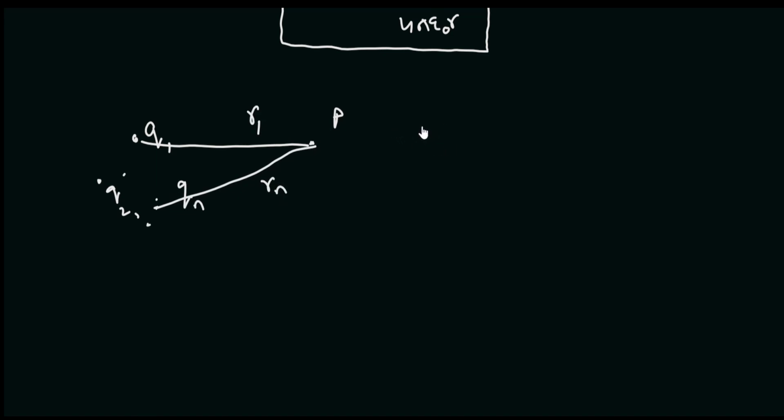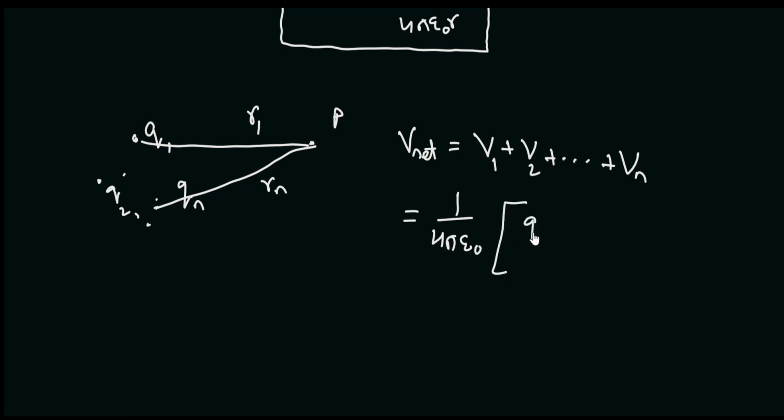Now, since the electric field obeys the superposition principle, therefore the potential also obeys the superposition principle. Therefore, the net potential at the point P will be equal to the potential due to charge 1 alone plus the potential due to charge 2 alone, similarly till the potential due to charge qn alone, which we can write as, we can take the constant outside, 1 divided by 4 pi epsilon naught. Now this will be q1 divided by r1 plus q2 divided by r2 up to qn divided by rn.